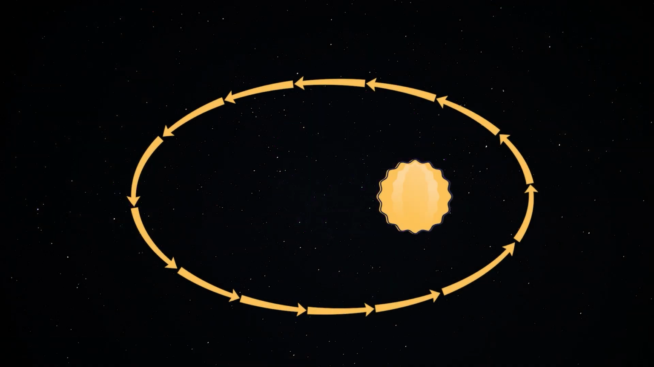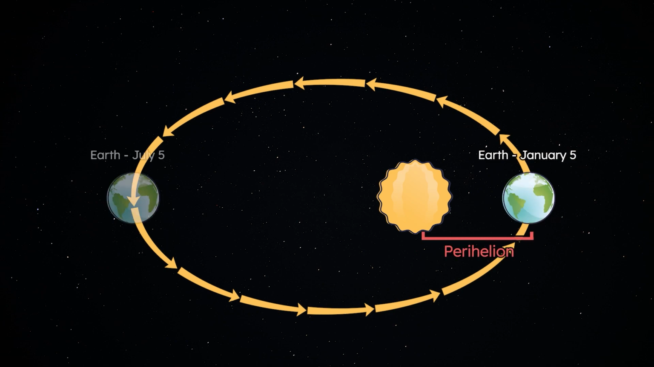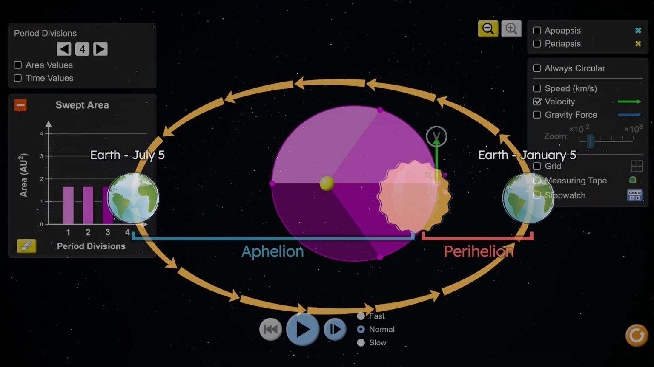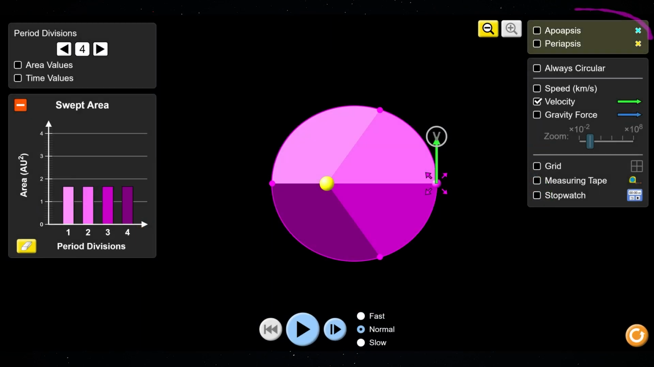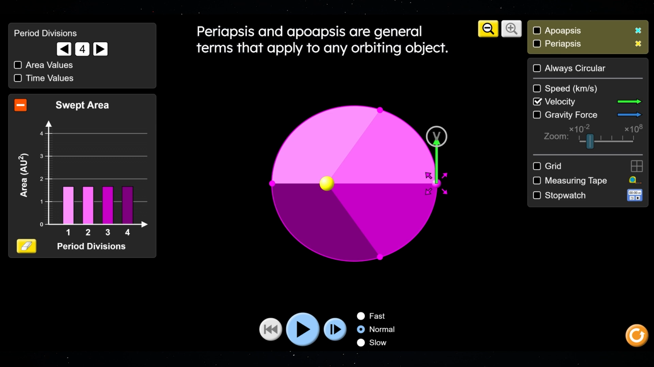In our last lesson, we learned that the point in an orbit where a planet is closest to the Sun is called perihelion. The opposite point, where an object is furthest away from the central body, is aphelion. In the simulation, you'll see the terms periapsis and apoapsis, which are general terms for these points and apply to any orbiting object, not just planets.